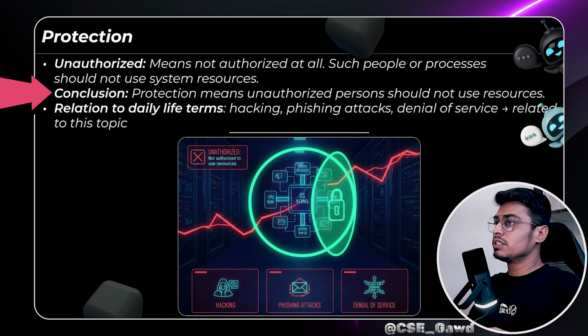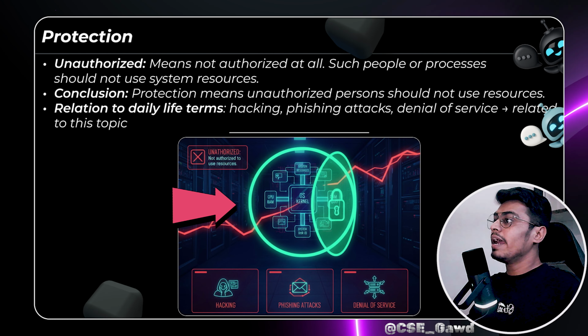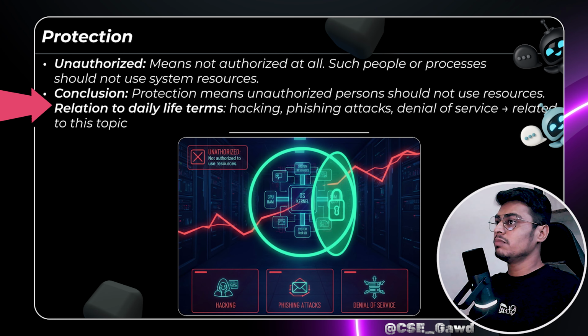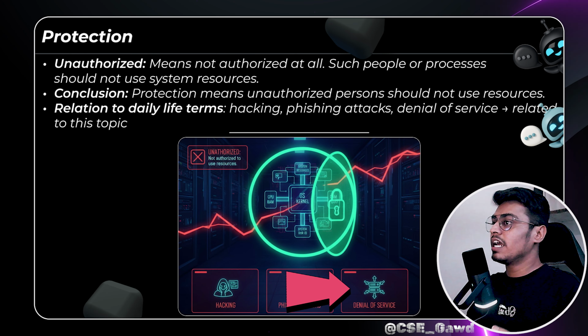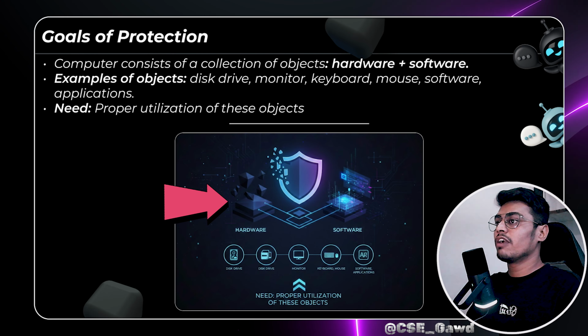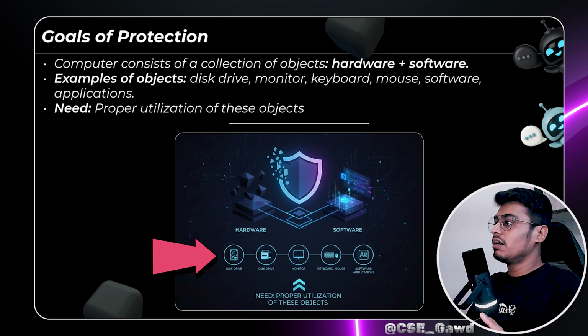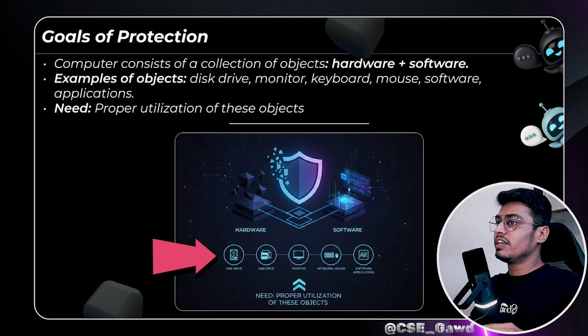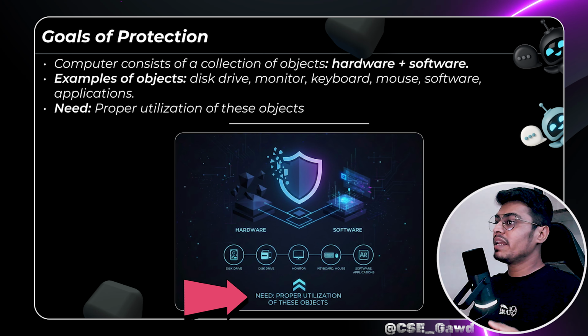That unauthorized person should not use our resources, and these terms are not only in operating system, you are listening to these terms in your daily life like hacking, phishing attack, denial of service, DDoS. Now if we see goals of protection, our computer consists of a collection of objects like hardware and software. There are many objects like disk drive, monitor, keyboard, mouse. Apart from that, there are different software which exist inside. There are many applications which are running. We want to utilize them properly.